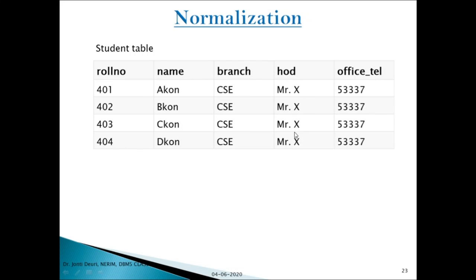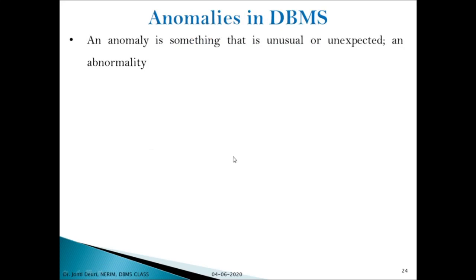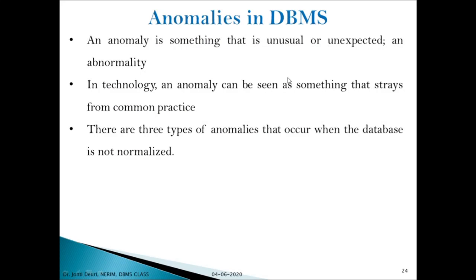So sometimes you may miss some rows, right? For some student, you may miss changing it if it is not normalized. So this type of problem happens in a table if it is not normalized. That is the insertion, deletion, and update anomalies. An anomaly is something unusual, unexpected, or an abnormality of the data, actually. Now the types of anomalies we are discussing.